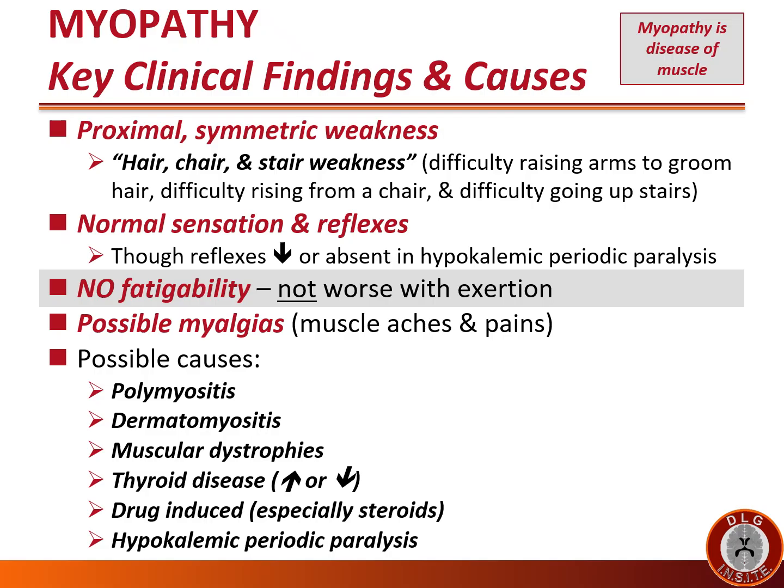Unlike myasthenia, people with myopathy have no fatigability. The weakness is constant throughout the day. There's no change with exertion. They don't always, but they may, depending on the type of myopathy, have myalgias, which are muscle aches and pains. And there are many different causes of myopathy, including polymyositis, dermatomyositis, muscular dystrophies, hypo or hyperthyroidism, drug-induced myopathy, especially steroids, and hypokalemic periodic paralysis.